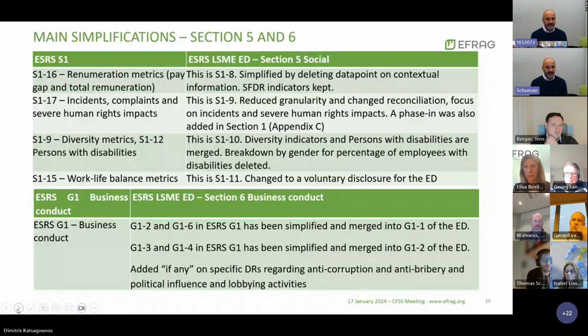In relation to the last section, section 6 on business conduct, we merged the content of G1.2 and G1.6 in G1, and we simplified also and reduced the granularity. And we merged also the content of G1.3 and G1.4 from ESRS G1, and we simplified the content. We added also, if any, specific DRs regarding the anti-corruption and anti-bribery and political influence and lobbying activities.